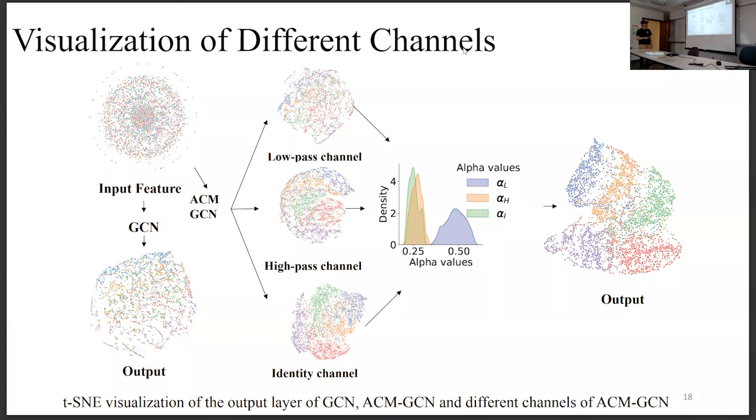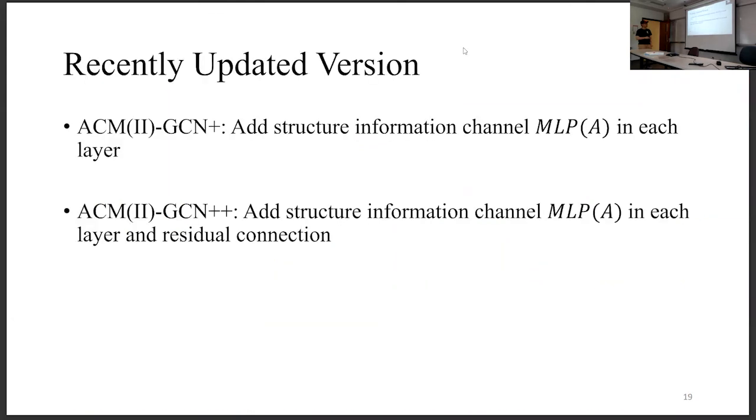And here is the aggregation weight, or the output of the attention mechanism. And here, after we add all the outputs of the three layers, we can have a clear pattern in our output. And also here we have a recently updated version of ACM, which is ACM GCN Plus, that is adding a structure information channel in each layer, and ACM GCN Plus Plus, that is we have a structure information channel in each layer and a residual connection.